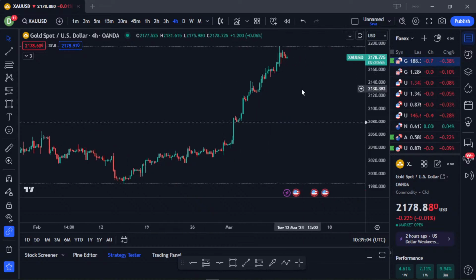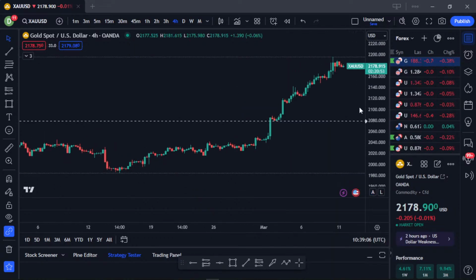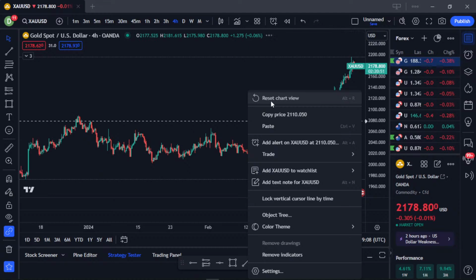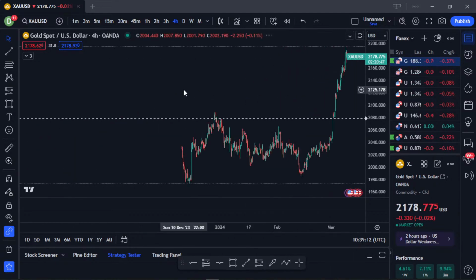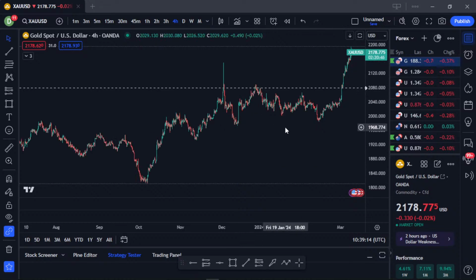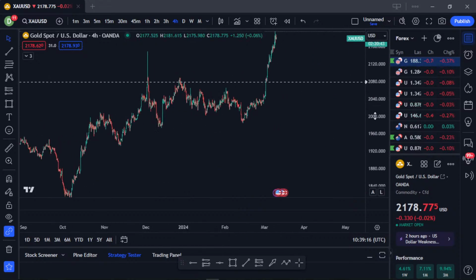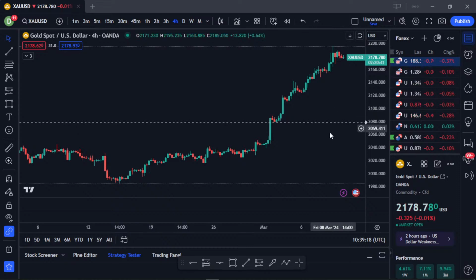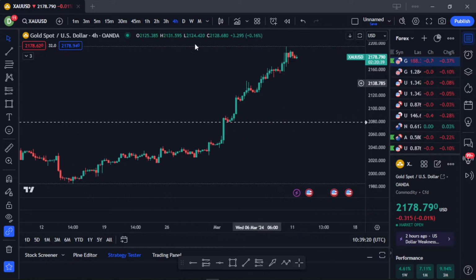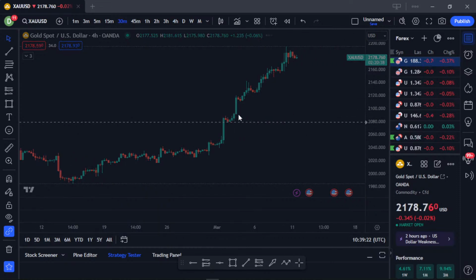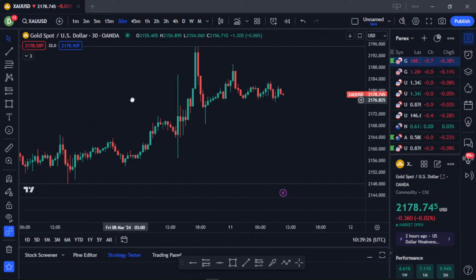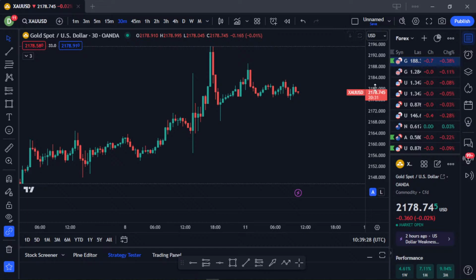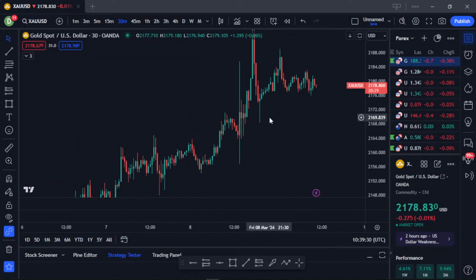So this market really looks noisy right now. You can see the market is really noisy. Let me go over to a lower time frame to see if there will be an opportunity on the lower time frame. Okay, perfect. Yes, an opportunity here. So for the XAU USD, I'll be analyzing it on a 30-minute time frame.